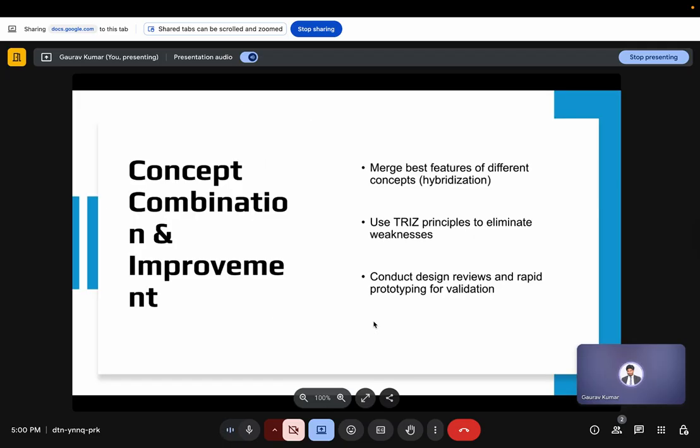So the next one is concept combination and improvement. We hybridize and merge the strengths of different concepts to avoid a single point of weakness. TRIZ principles guide the elimination of contradictions that block earlier variants, and design reviews surface blind spots. Rapid prototypes expose hidden coupling.